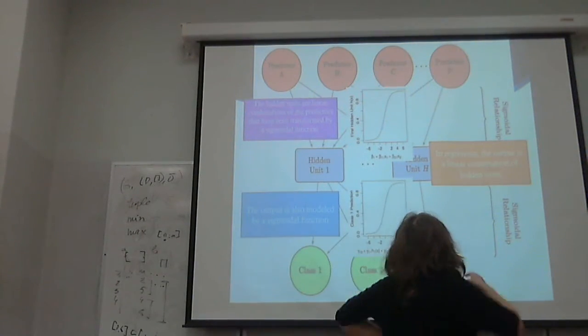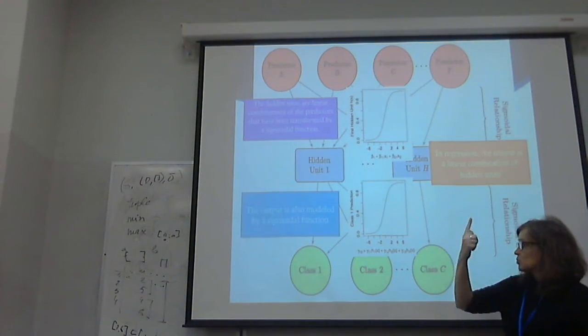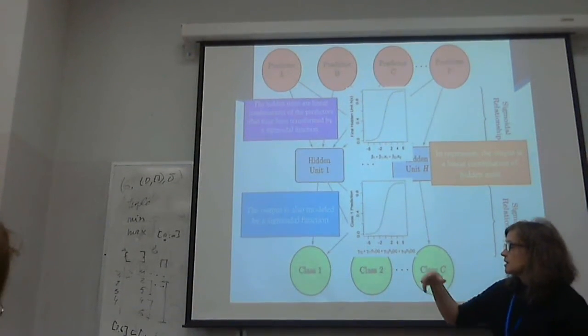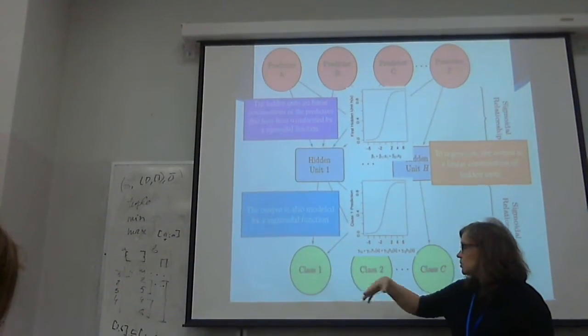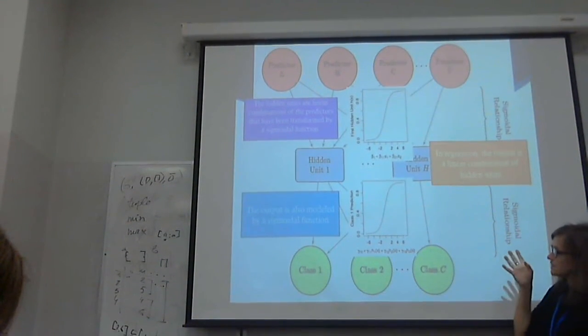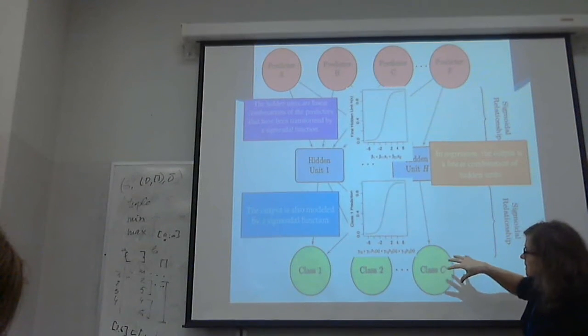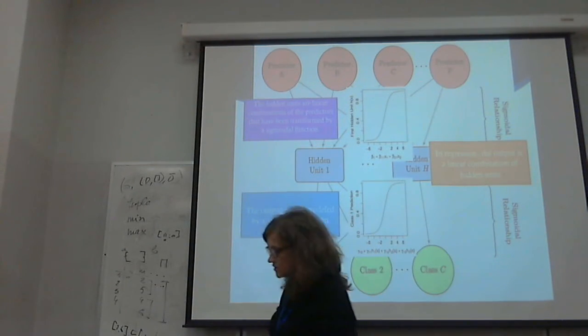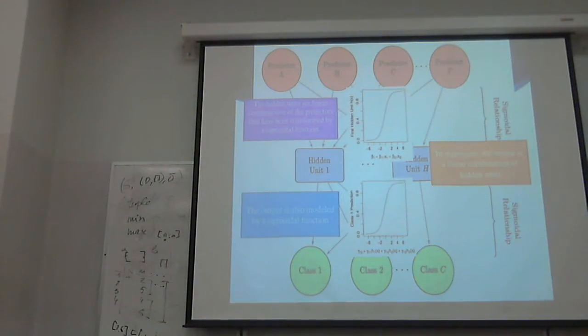It's actually the sigmoid function that produces the probability of the output. Here we predict classes with the probability of being class 1, class 2, and class C. In general, there could be many classes, and in regression, the output is a linear combination of hidden units.